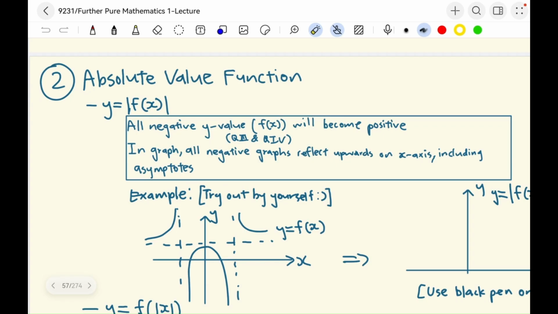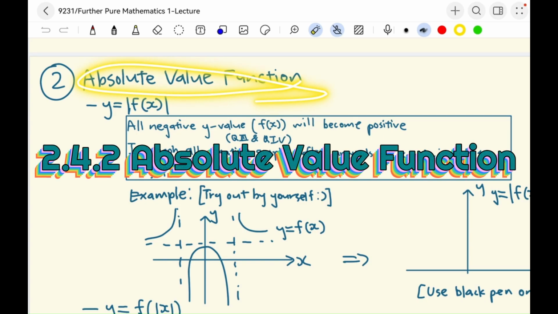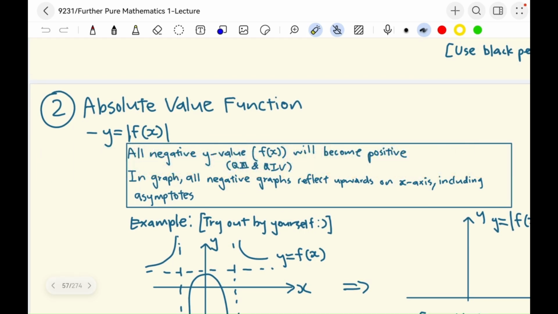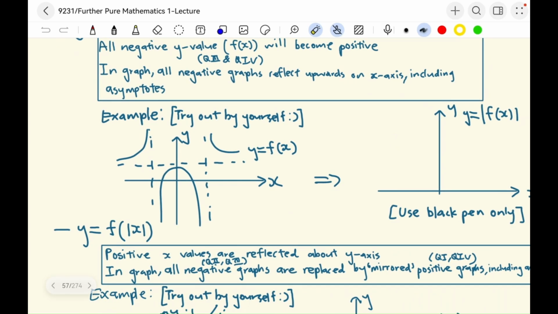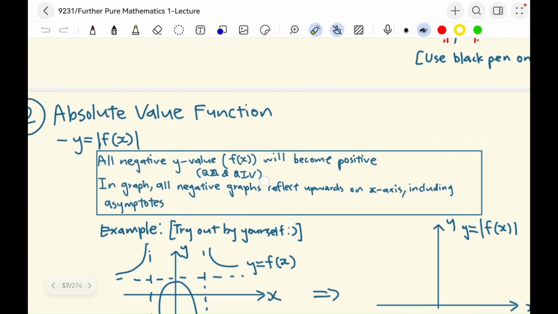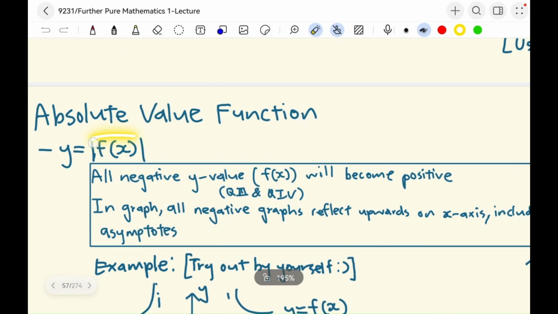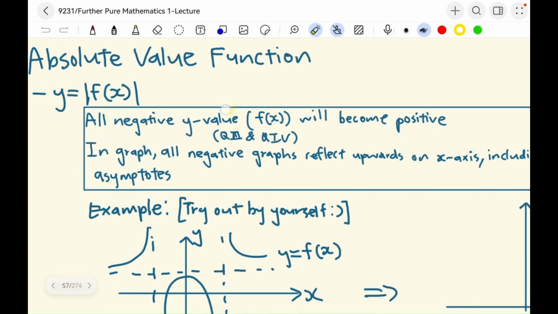This is the absolute value function. I believe that the absolute value function is just reflecting. Reflecting of what? About the x-axis. So there are two types of the absolute value function. One is the entire function inside it, or the absolute value of y, of f(x). So this means that all negative y values will become positive values.